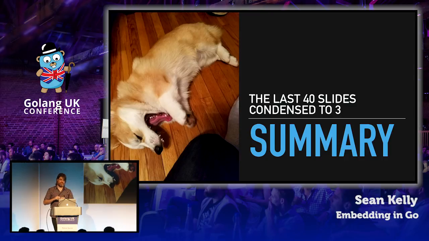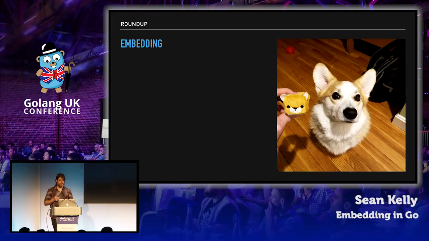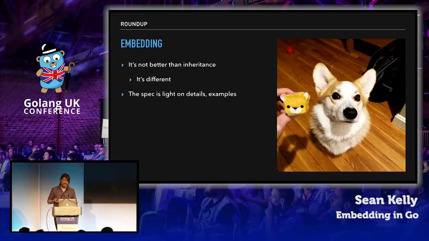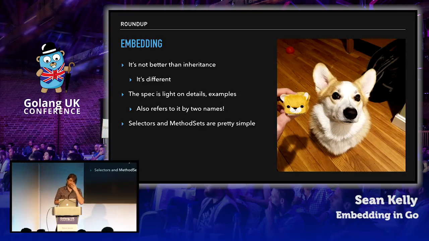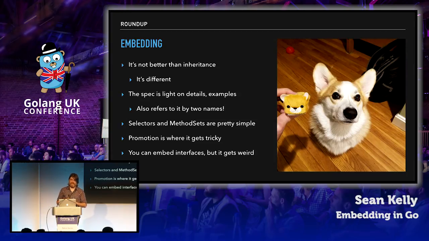So to summarize all this, which is sort of the last 40 slides or so condensed to three, embedding is not better than inheritance. It's just different. And the spec itself is kind of light on details and examples. And it also refers to them by two names, so make sure you look for both names when you want to go read through the spec to determine what the actual behavior is. Selectors and method sets themselves are pretty simple, but in my opinion, promotion is where it gets tricky. And you can embed interfaces, but it does get kind of weird, so maybe you don't want to do that too much.